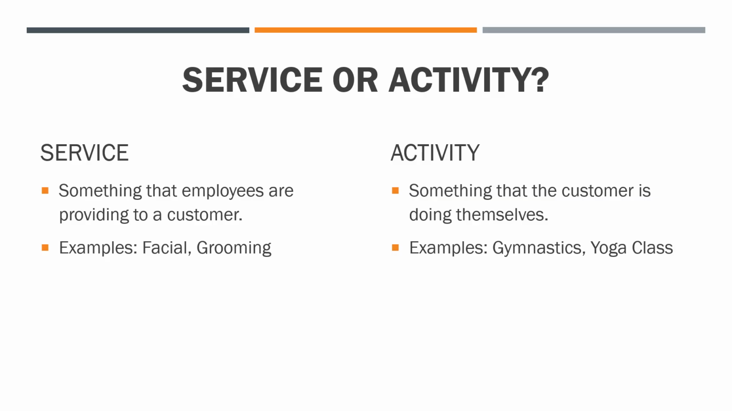So when you get to the form, you're going to have to choose between a service or activity. And this is based solely on your personal business. Does your business offer a service, or is it an activity that you're trying to waive liability for? A service would be something that employees are providing to a customer. Examples are a facial, a haircut, any sort of grooming. An activity would be something that the customer is doing themselves, such as gymnastics or a yoga class where they're experiencing the activity through themselves.